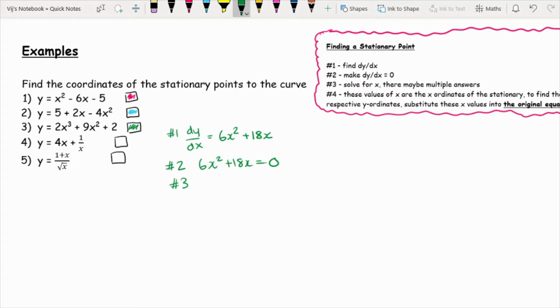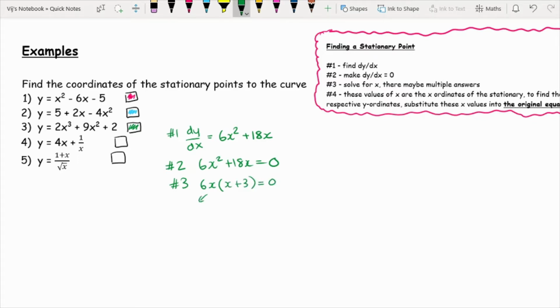Now, looking at this, you might think quadratic, which is fine. Maybe then thinking of double brackets or using the quadratic formula, which is entirely up to you. But what I'm noticing is I've got 2 terms. They've both got factors of multiples of 6, and they've both got an x. So I can factorise this into a single bracket: 6x times x plus 3 equals 0.